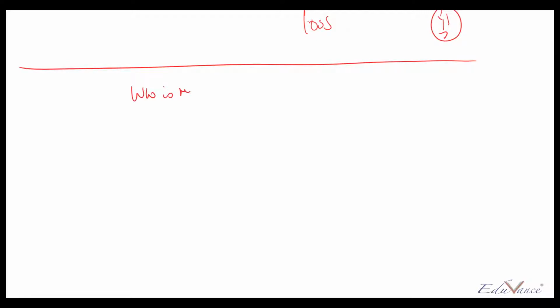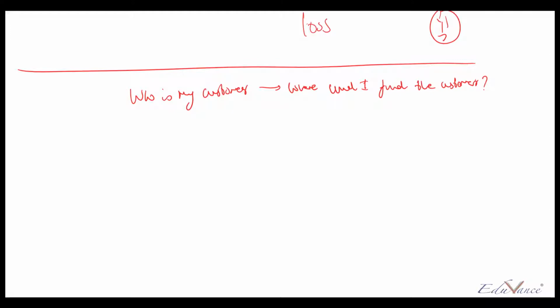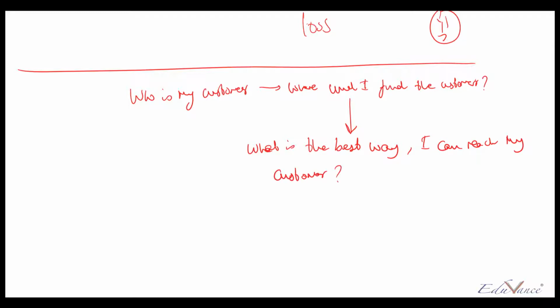Who is my customer, which we've already answered. And the second question is, where will I find my customer? This question basically translates into: what is the best way? This is a key question you need to understand. What is the best way that I can reach my customer? Well, you can go to your customer's house as well, but that will be a very funny situation. Once you know who your customer is, you need to ask what is the best way I can reach my customer.